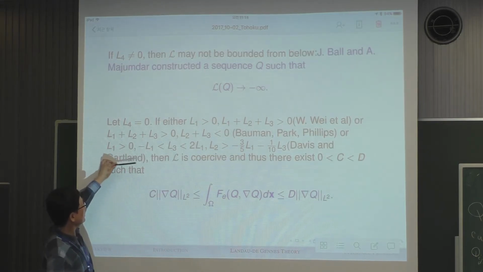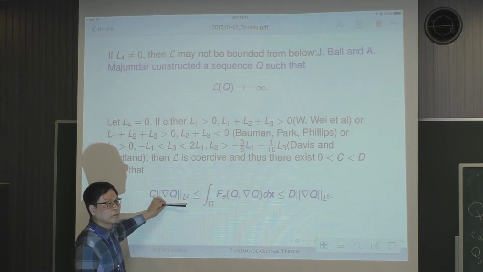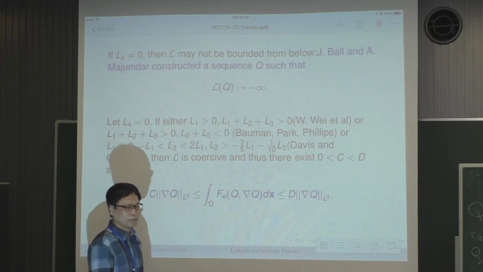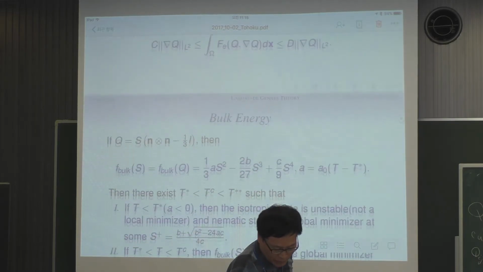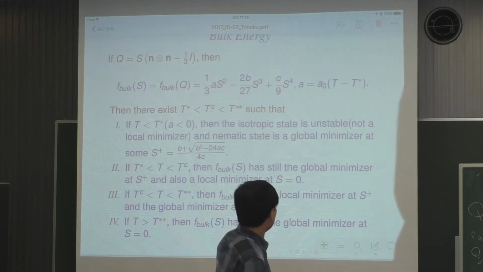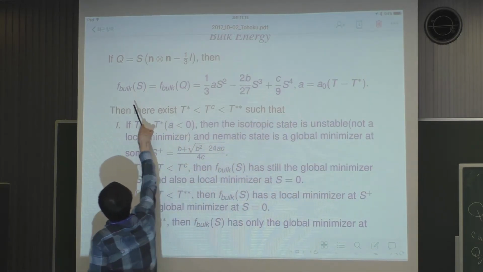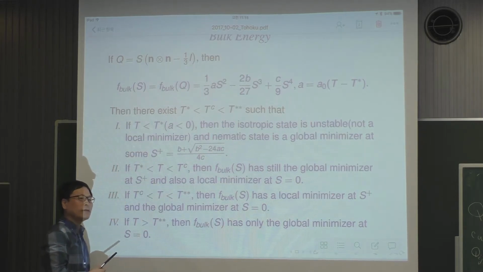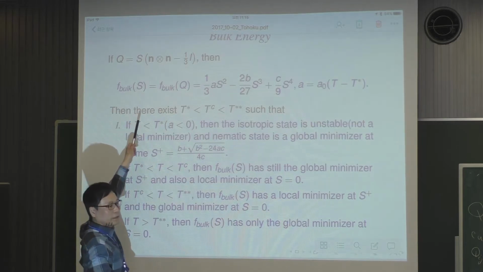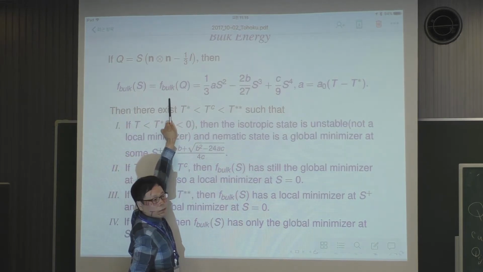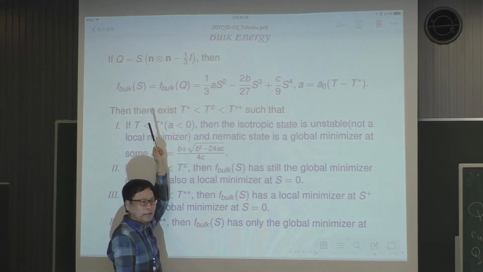So in that case, we have this kind of quartic term. They make sure this one has a minimizer. So existence of a minimizer is fine. And then you have a bulk energy. For bulk energy, you can actually prove the absolute minimizer for bulk energy only has a uniaxial form.